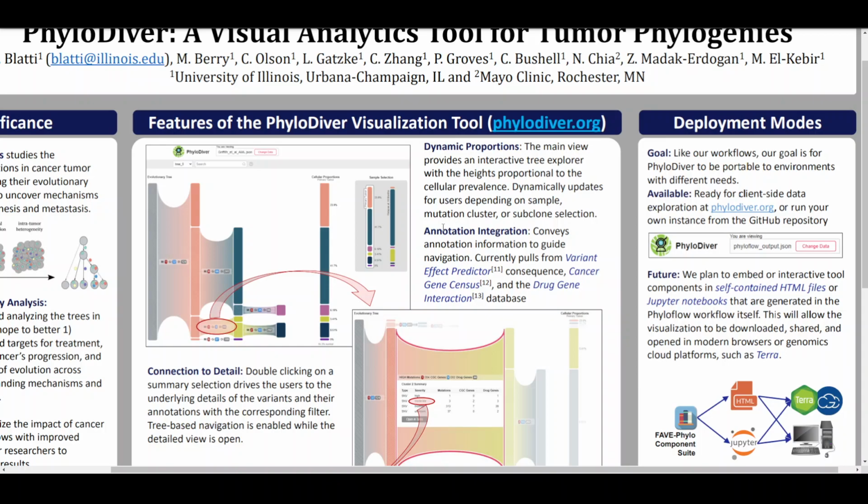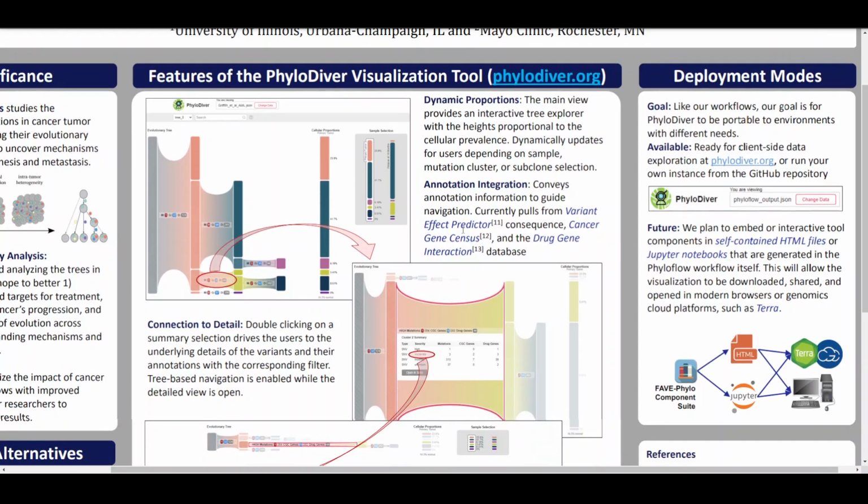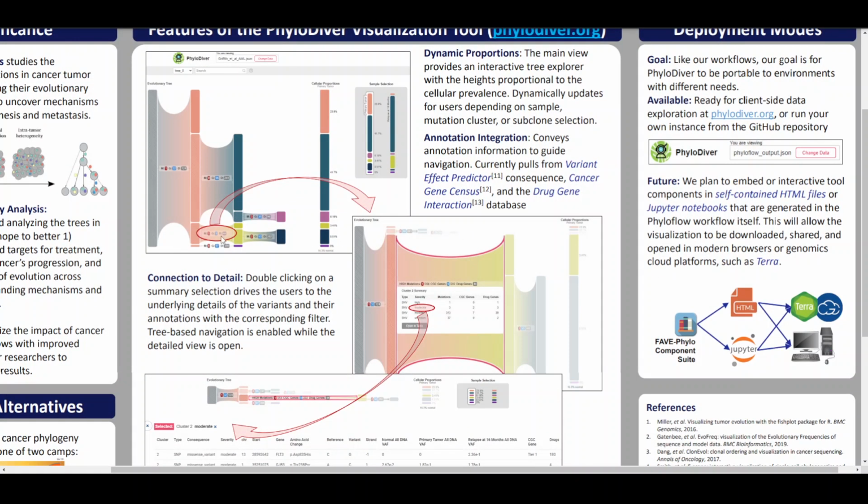The next major feature of PhyloDiver is its integration with different annotations. So when you select on a mutation cluster edge, you get a summary of information about that mutation cluster. This summary includes what are the high impact mutations according to the variant effect predictor.